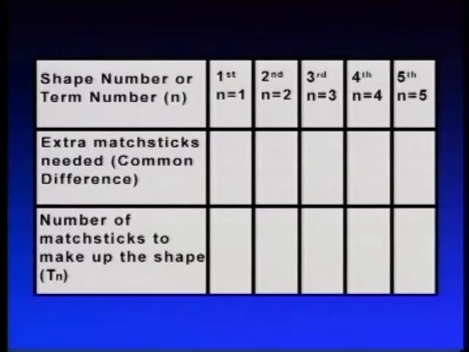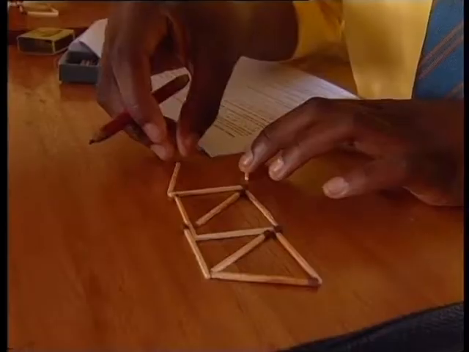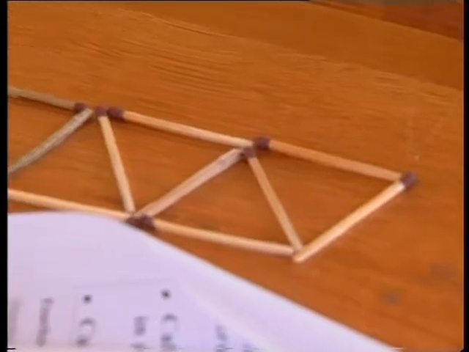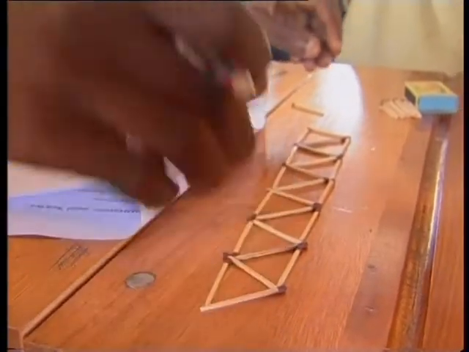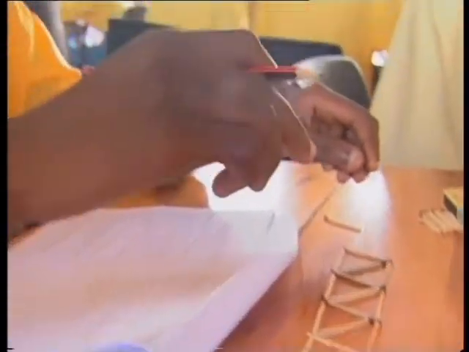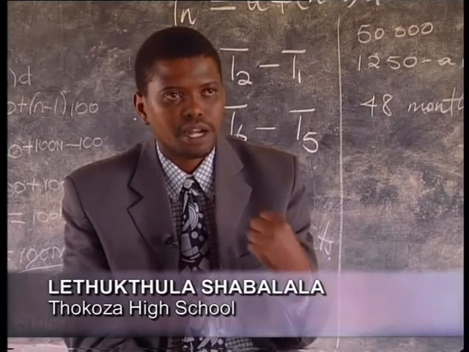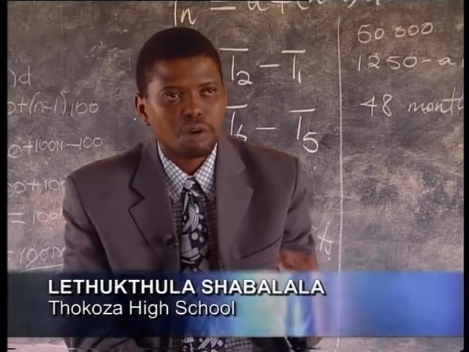The table contains columns showing the different quadrilaterals made. It also contains rows showing the amount of additional matches used to make each quadrilateral and another row showing the total number of matchsticks used to make the shape. The teacher has started with a practical example that clearly links sequences to counting. These learners learn more when we do things practically. So all the lessons need to be done practically, so that they understand more.